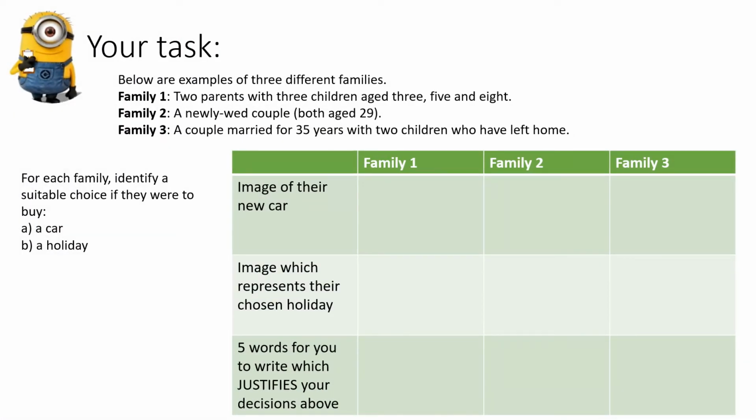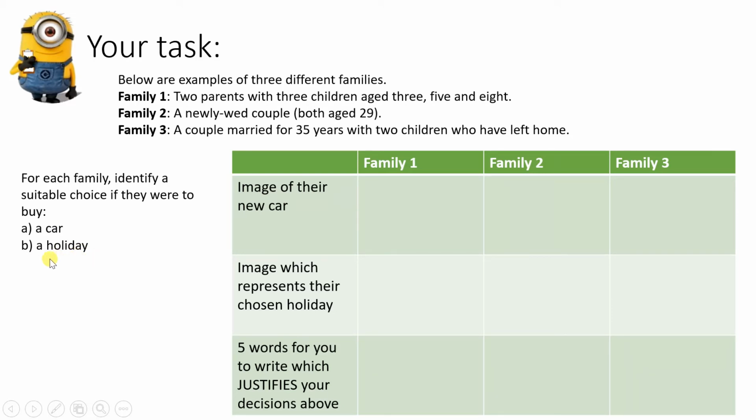So your task. Below are examples of 3 different families. Family 1, 2 parents with 3 children, aged 3, 5 and 8, what you'd call a young family. Family 2, a newlywed couple, both aged 29. And then family 3, a couple married for 35 years with 2 children who have left the home, also called empty nest families. So what you need to do is, for each of these families, come up with a suitable choice that they would make if they were buying a new car and if they were buying a holiday.